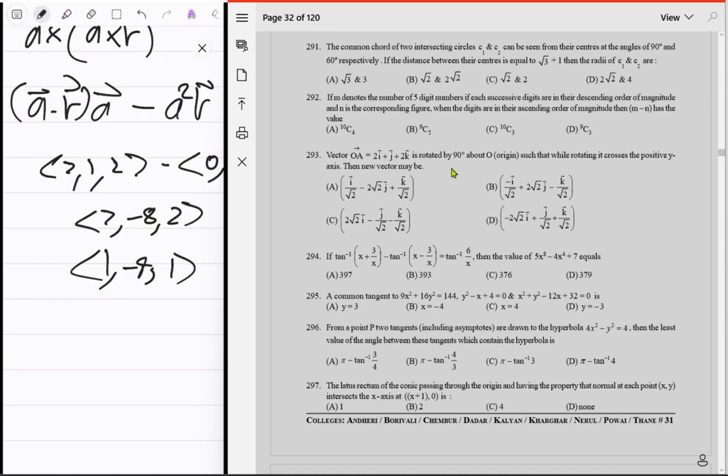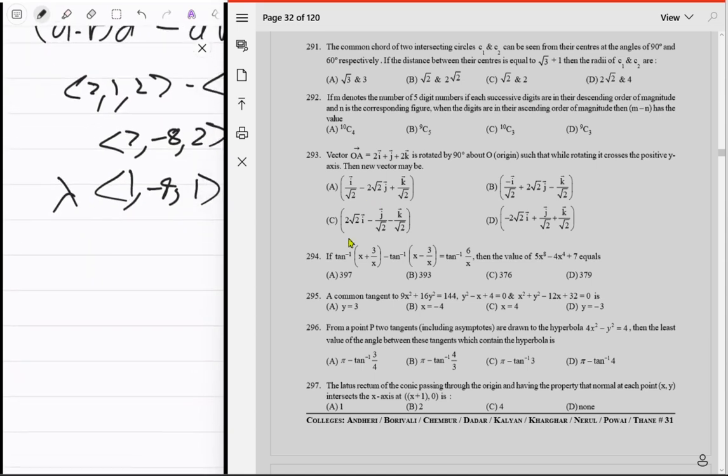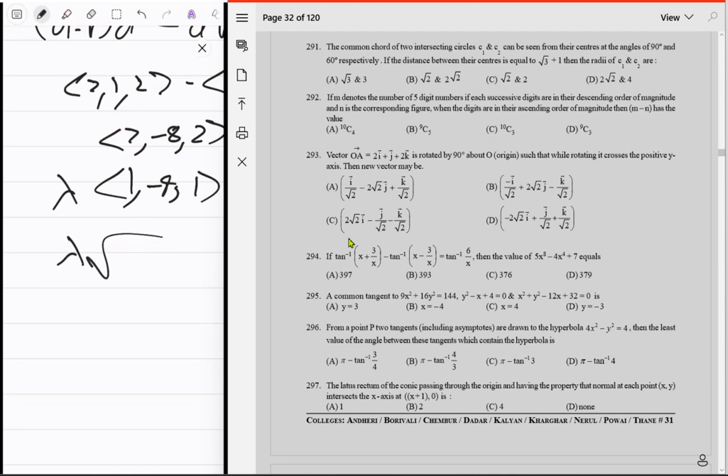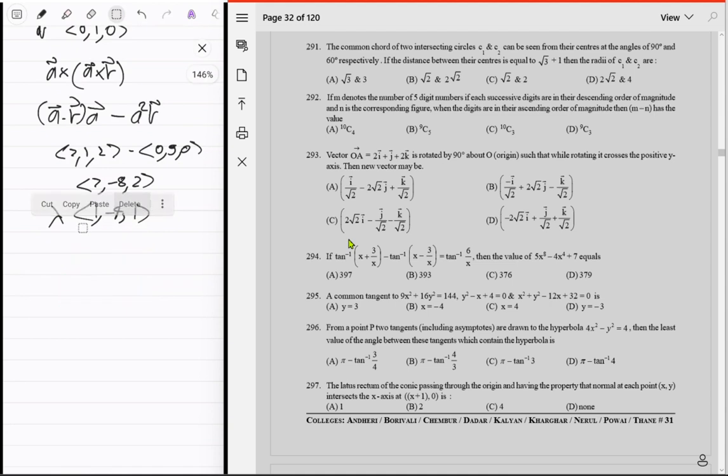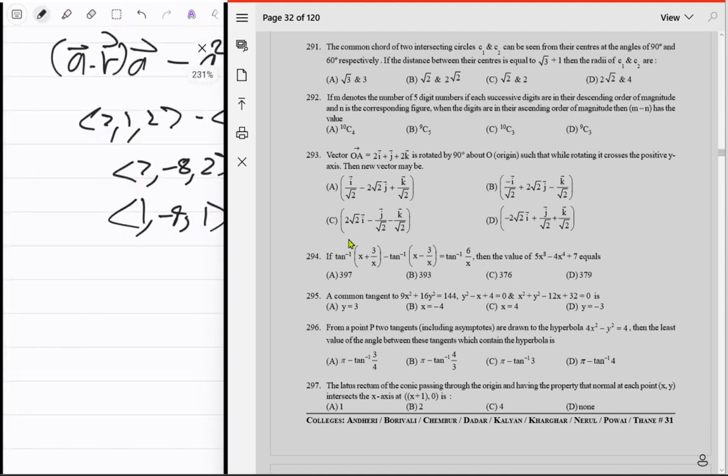So what is its length? Its length is 3. Its length should also be 3. So just lambda times this guy is like lambda times square root of 1 plus 16 plus 1, how much is this? Square root of 18. That's equal to 3. So lambda is equal to 1 upon square root of 2. Magnitude wise, of course. So basically plus minus 1 upon square root of 2 actually. Just have this over there, 1 upon square root of 2 plus minus.